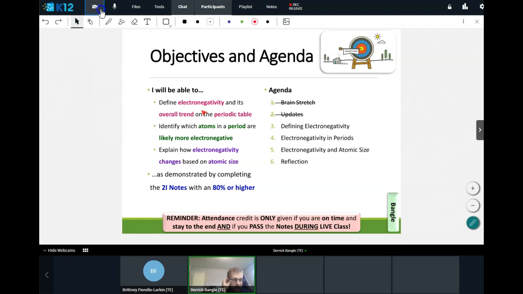Today, the tasks we have are to define electronegativity and its overall trend on the periodic table. We're going to identify which atoms in the period are more electronegative than others. And then finally explain how electronegativity changes based off of atomic size. All right, believe it or not, not all atoms are the same size. Some are bigger and some are smaller.